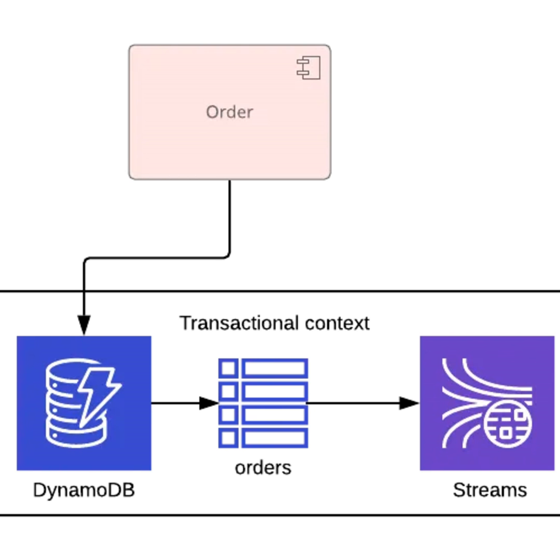Like picture buying something online. You want the order to be saved, the shipping to be triggered at the same time. What if one of those fails? It's a classic distributed systems problem.